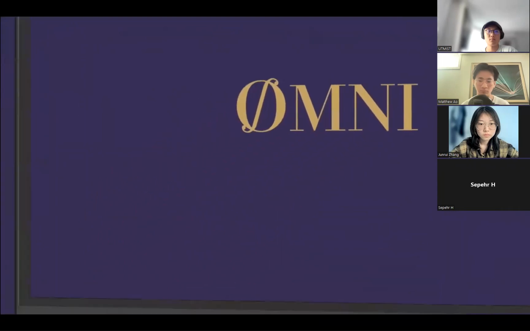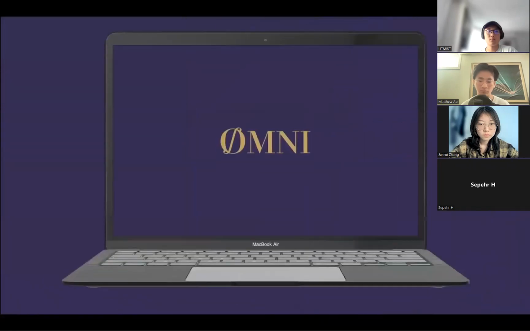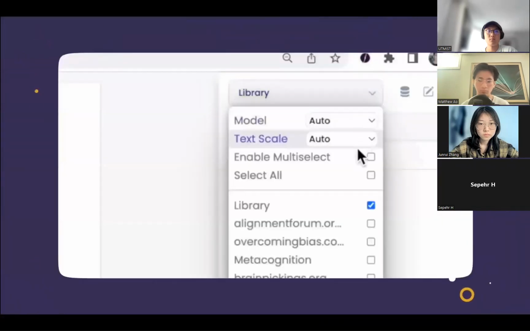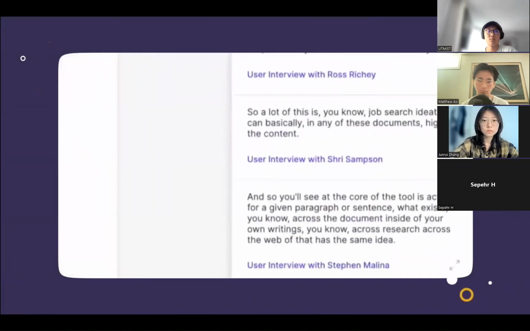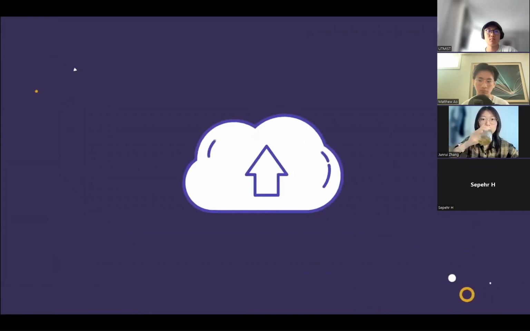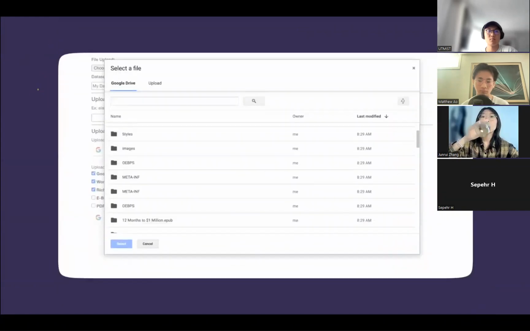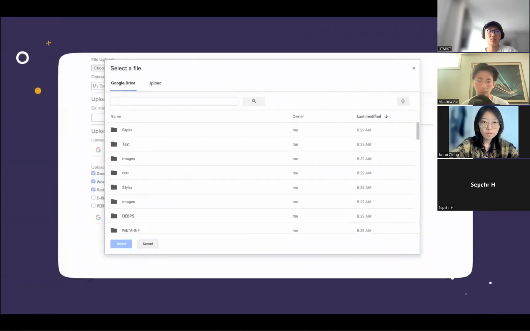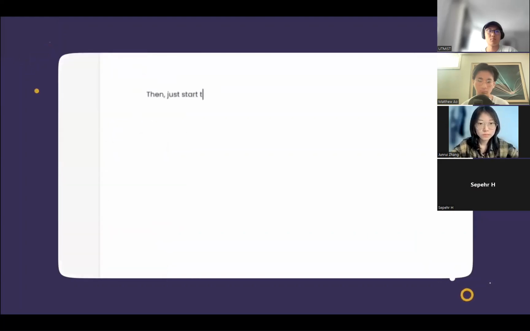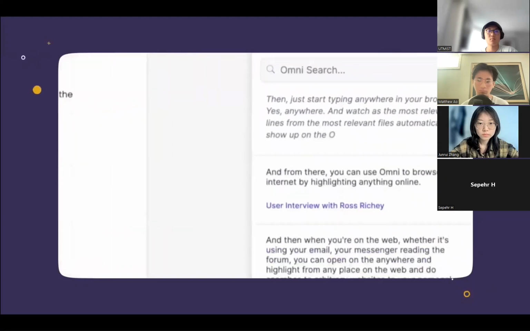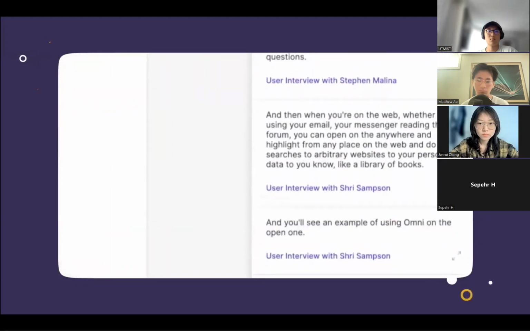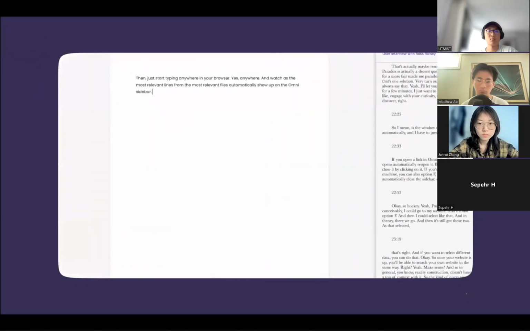Meet Omni, the world's most powerful knowledge retrieval system. Omni captures every idea you've ever written or read and automatically retrieves the most relevant ideas as you write in real time. What files can you sync to Omni? Oh, anything. You can upload entire Google Drive folders or websites. Then, just start typing anywhere in your browser and watch as the most relevant lines from the most relevant files automatically show up in the Omni sidebar.